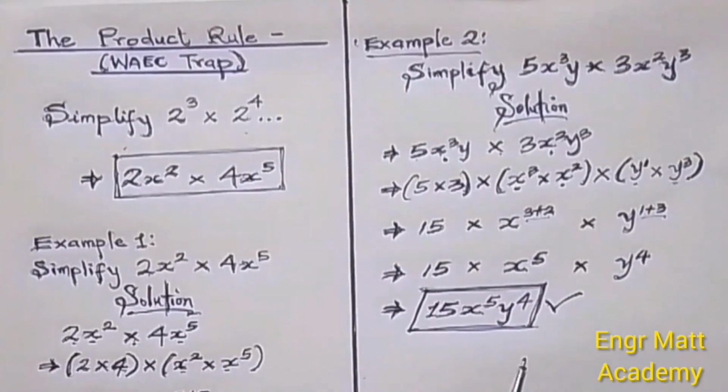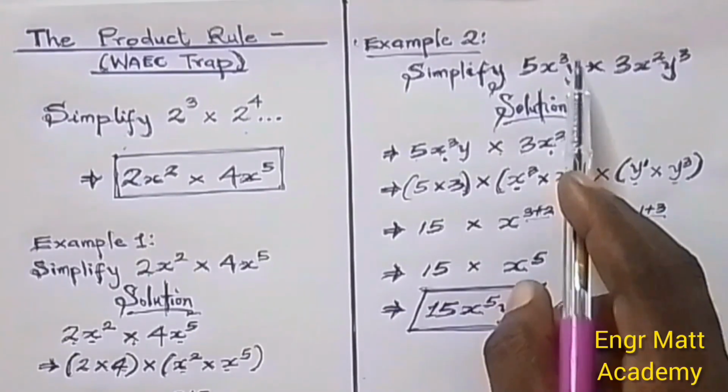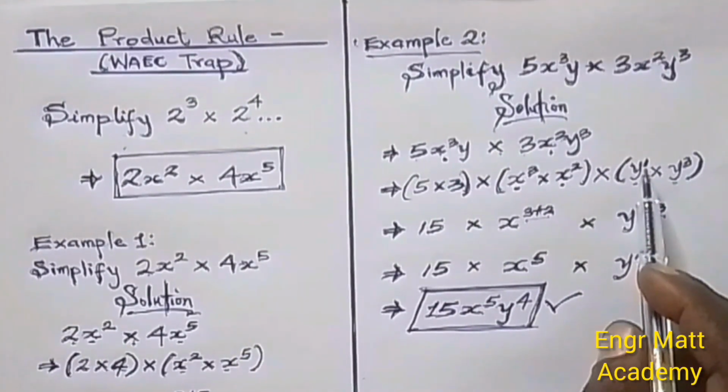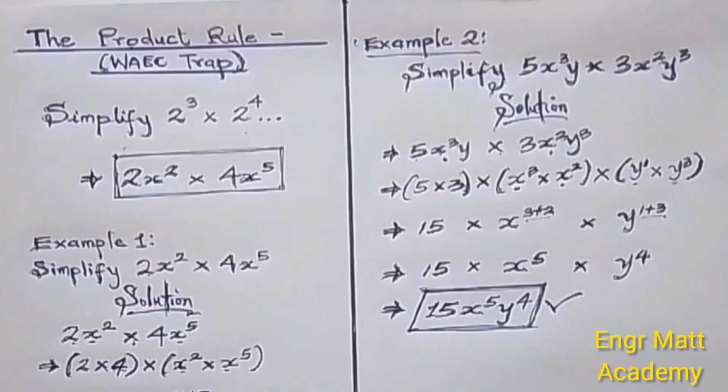You notice the trap? The trap is this y that has an invisible power. The moment you make the power visible, you escape that trap. Make sure you follow the rule as it is supposed to be. Let's do one more example.